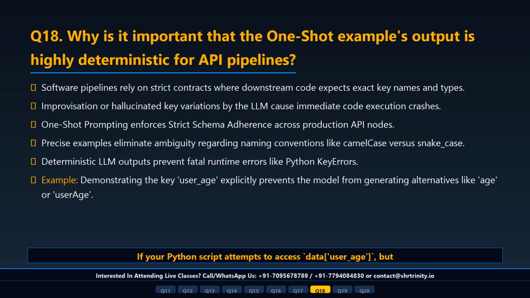Let's trace our step-by-step example. Suppose our Python parser expects user_age. In our one-shot prompt, we provide an example output explicitly featuring user_age, 30. When the model processes new, unpredictable user text, the presence of user_age in the immediate example acts as an unshakable template. The model replicates the exact key string user_age rather than hallucinating synonyms like age or years_old. By removing key variability, your LLM functions as a deterministic API microservice.